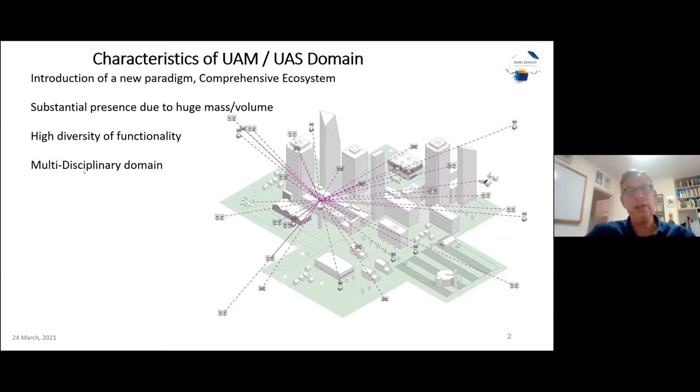So it's a very multidisciplinary domain. We talk about communication, electricity, fuel, the grid, where they take off from, where they land, the batteries, and the sensors. It's a very, very multidisciplinary domain, and all those disciplines are being advanced at the same time. As I said, they're going to be all over the place.